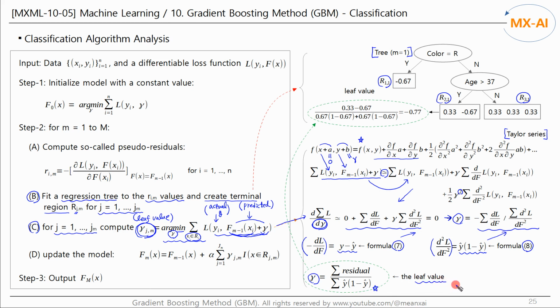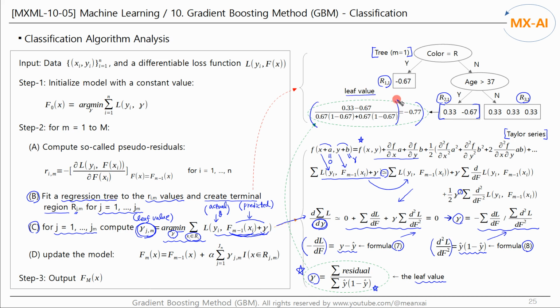In the previous video, the leaf value of each leaf node was calculated as follows. This is the formula we used. Understanding this algorithm will help you understand why the leaf values in the previous video were calculated this way.